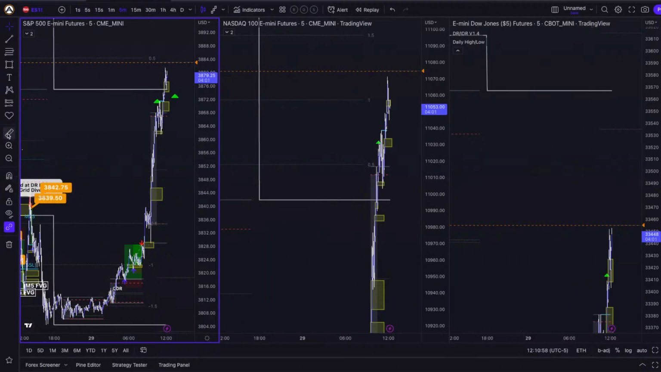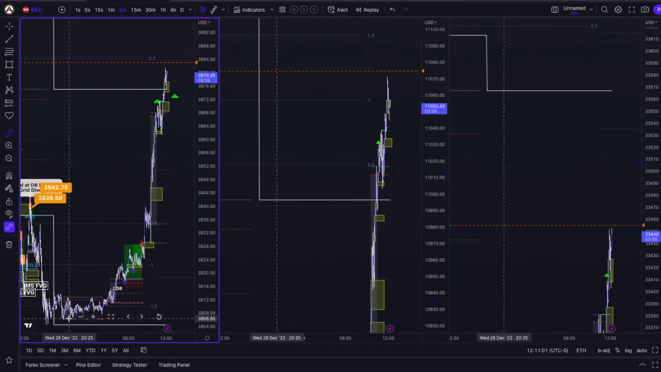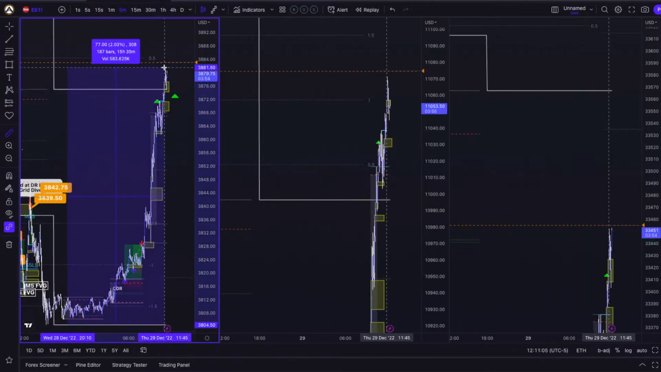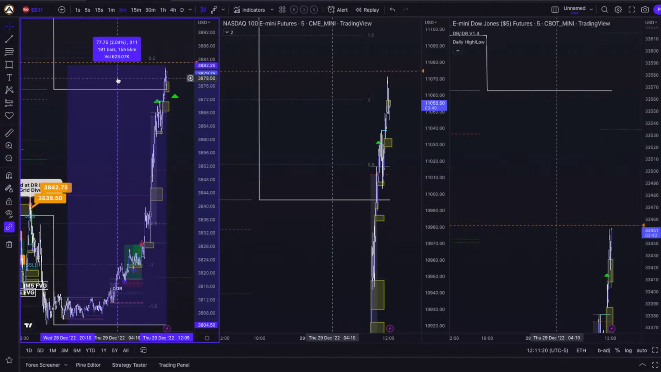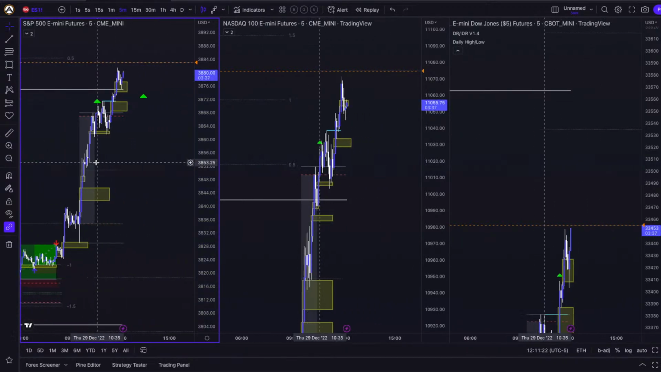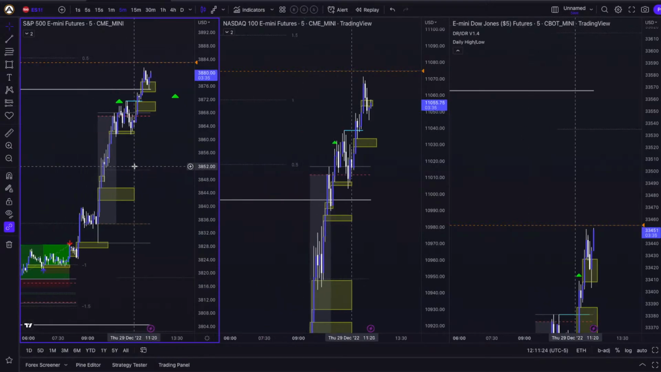I mean, for today we already moved from our previous day low to current prices. We moved 77 points, so 2.03% already within the last pretty much 15, 16, 17 hours, something like that. So that's pretty good movement for this period of time, especially for the 29th of December.